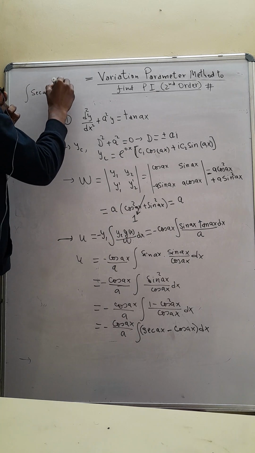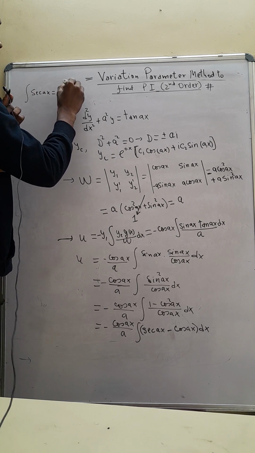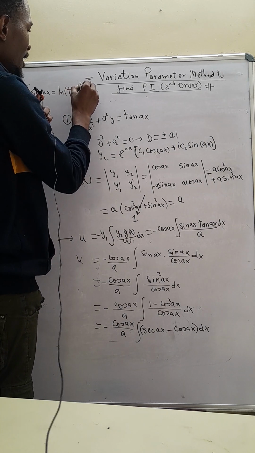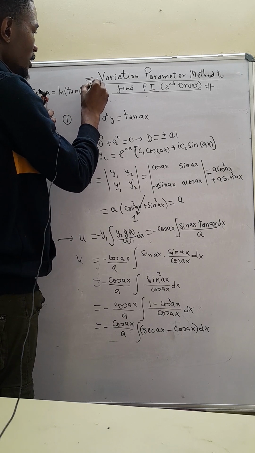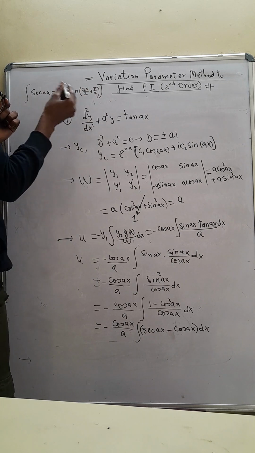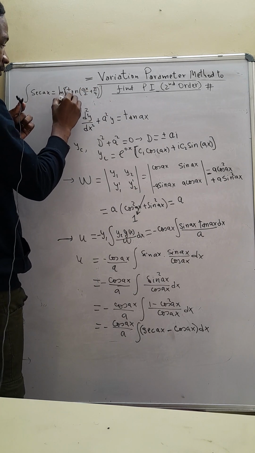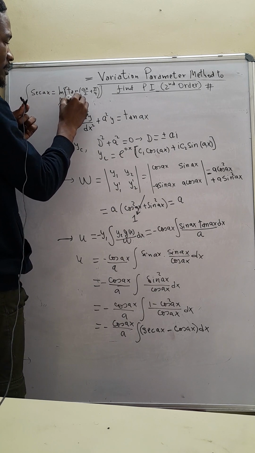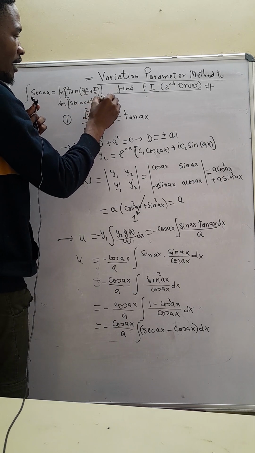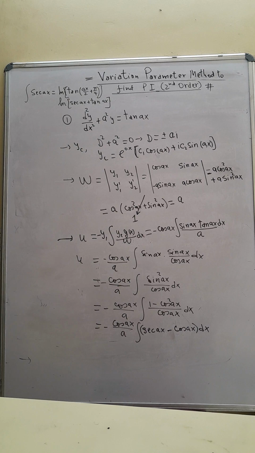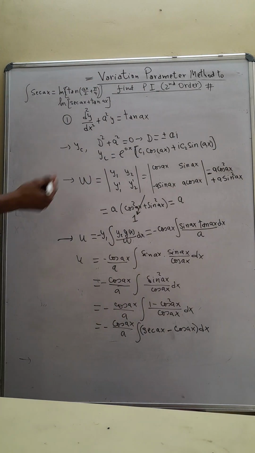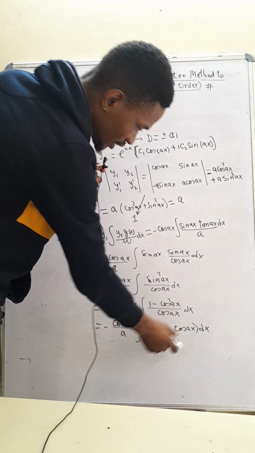Okay, now integration of sec ax will be ln of tan of ax upon 2 plus pi by 4. You can write like this, or you can write like this, ln of sec of ax plus tan of ax. It's up to you. Okay? Then what is the integration of cosine? Surely it is sine.